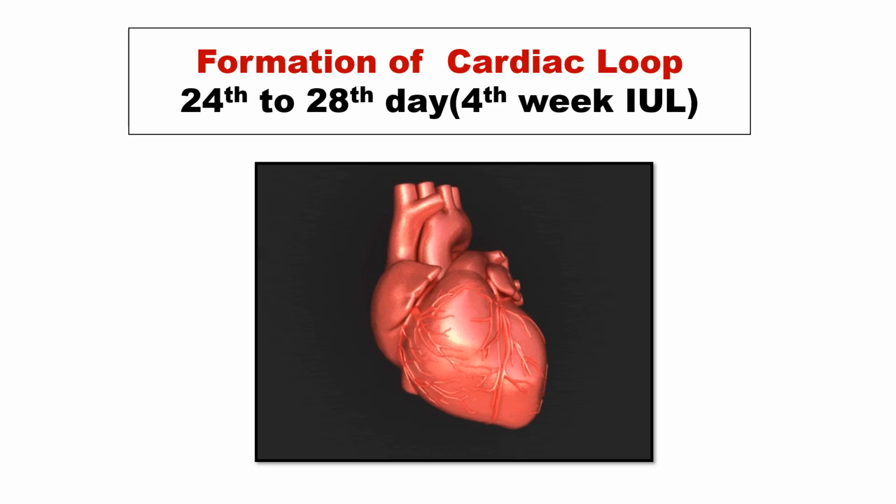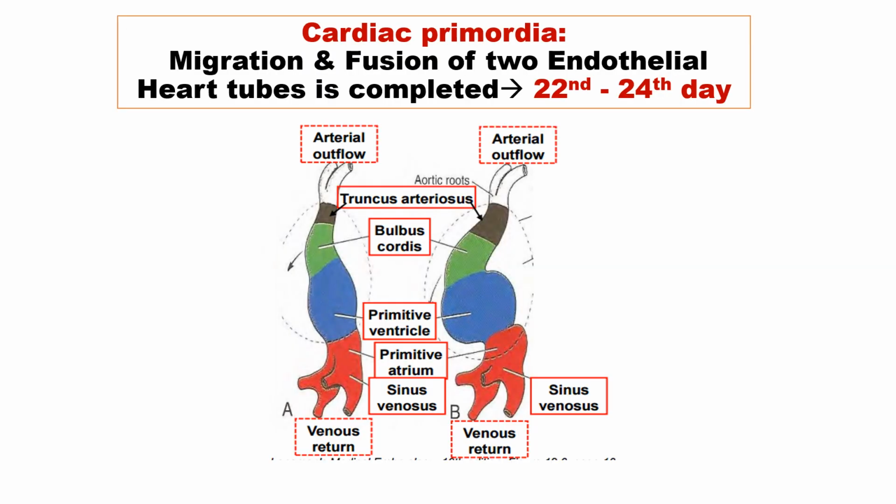Coming to the formation of the cardiac loop, which occurs around the 24th to 28th day of intrauterine life. The heart primordia migrate to the thoracic region, followed by the fusion of two endocardial heart tubes, which is completed by the 22nd to 24th day. The cranial end represents the arterial end or the arterial outflow. The caudal end represents the venous return or the venous inflow tract.